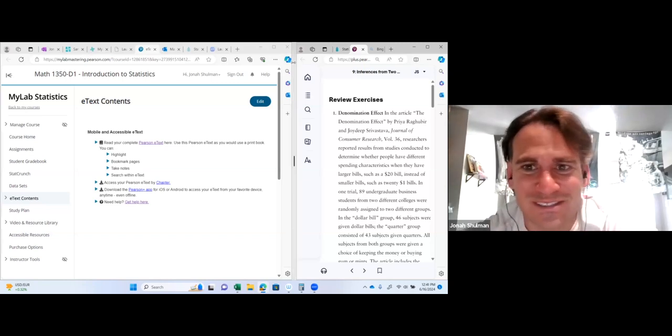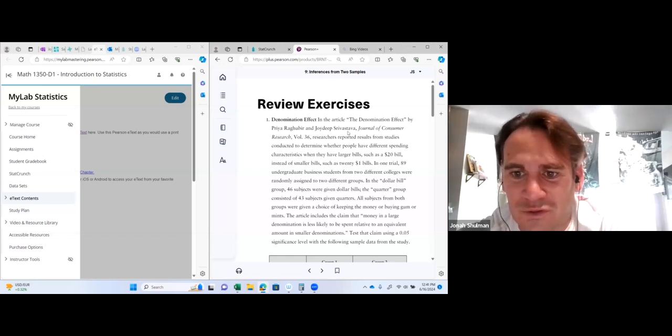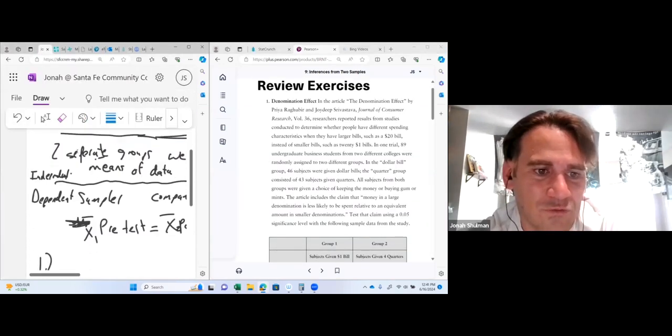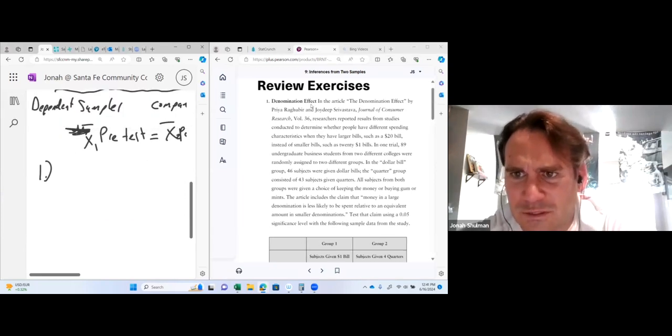Okay, so here are the questions. Let's get started. Hopefully this stuff is easy for you. Here are the review exercises. We have to do numbers 1 through 5. So here's number 1, the denomination effect.